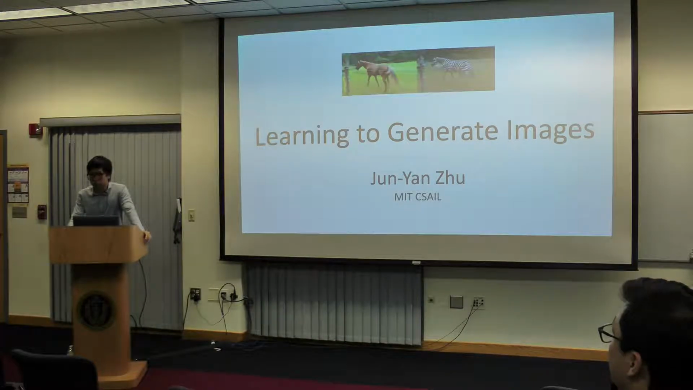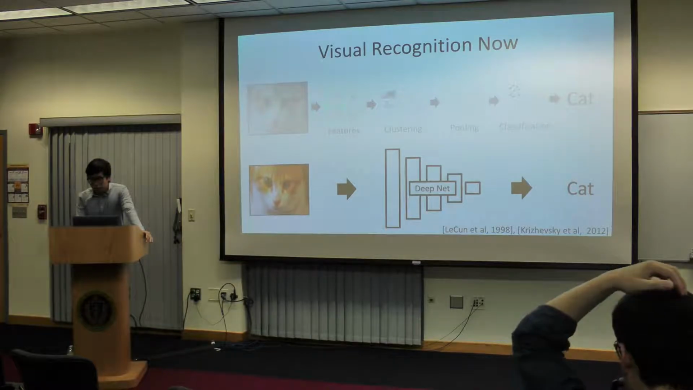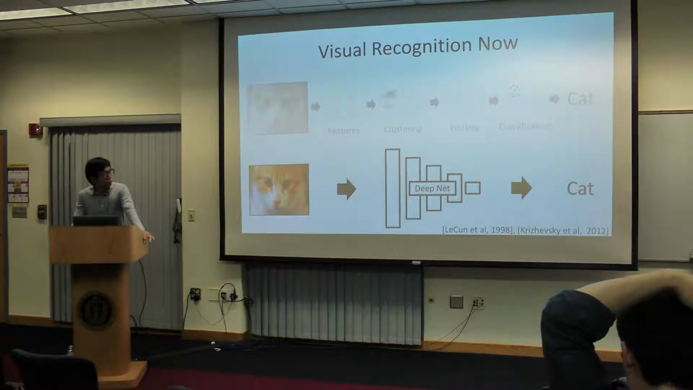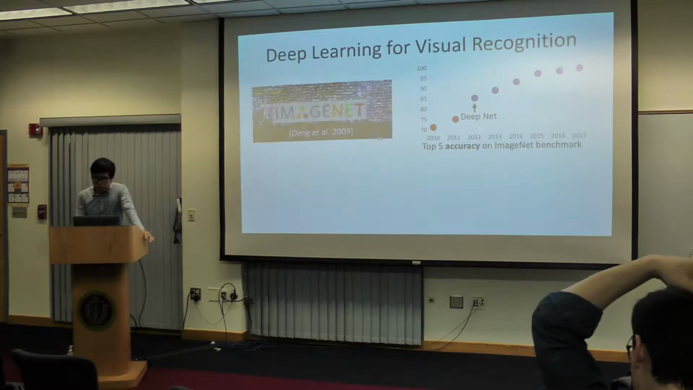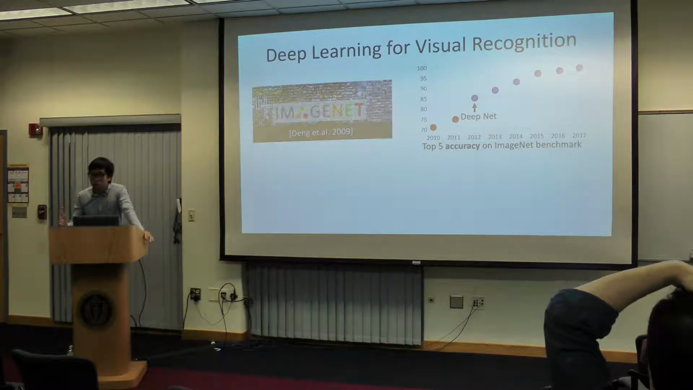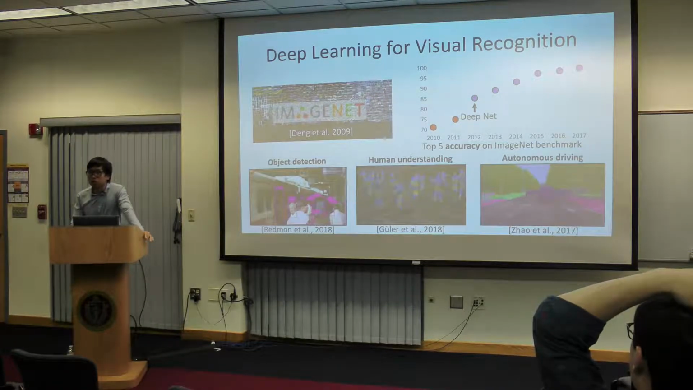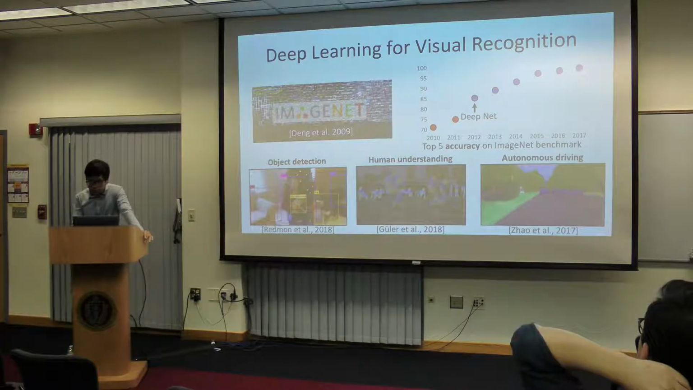I would like to talk about how to learn to generate images. So in 2012, the field of visual recognition experienced a revolution: the arrival of deep learning. Within a year, the old handcrafted pipeline was replaced by the new end-to-end trained deep nets. Since then, we witnessed an enormous jump in recognition performance on the standard benchmarks, and many real-world applications become possible, from object detection to human understanding to autonomous driving.